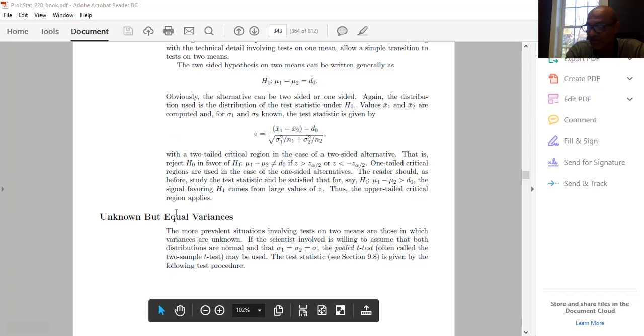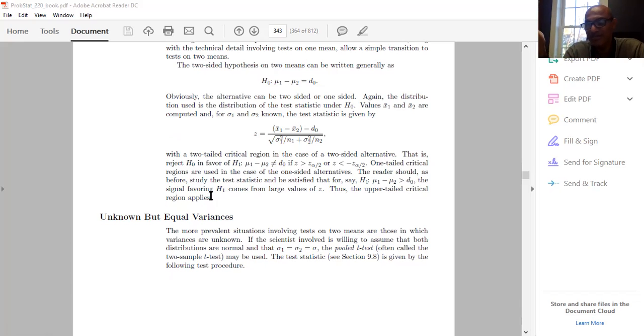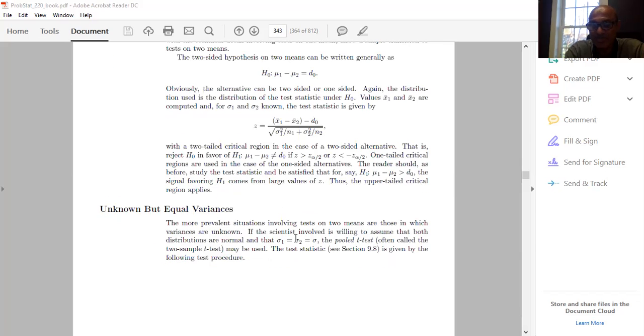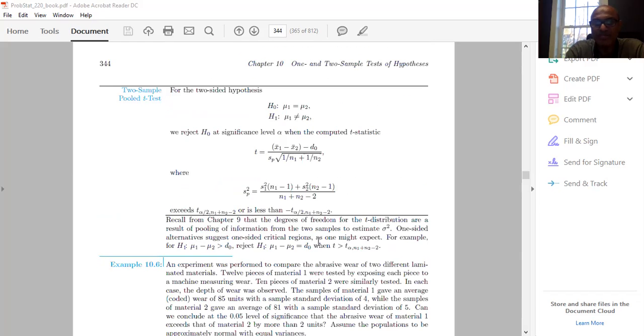Now, again, the same kind of scenario will be there for unknown sigma. We don't know the standard deviation, but it could be possible that they are same, right? Or they are different. So unknown, but equal variances. So sigma 1 and sigma 2, that is equal to sigma, right? But because it is unknown, we have to rely on chi-square distribution, T distribution.